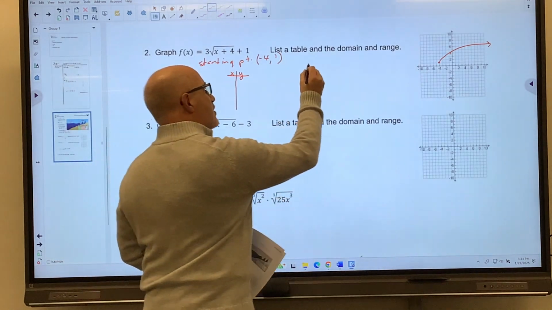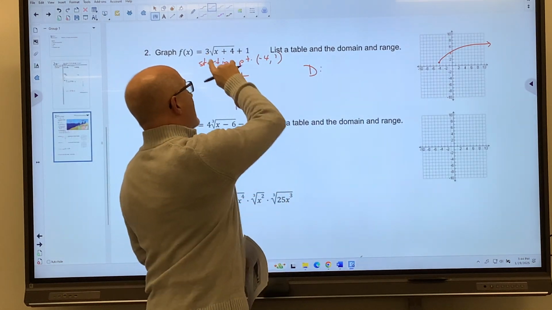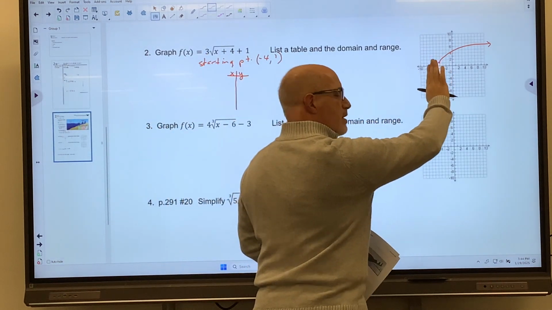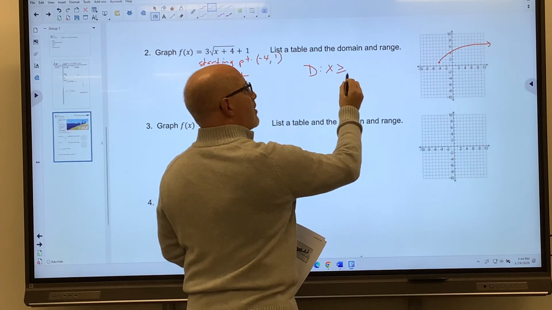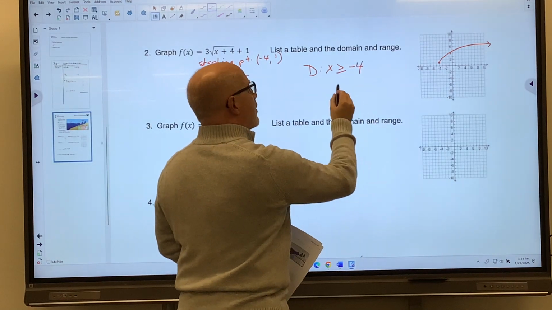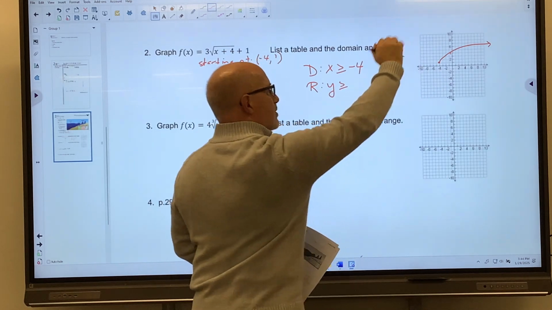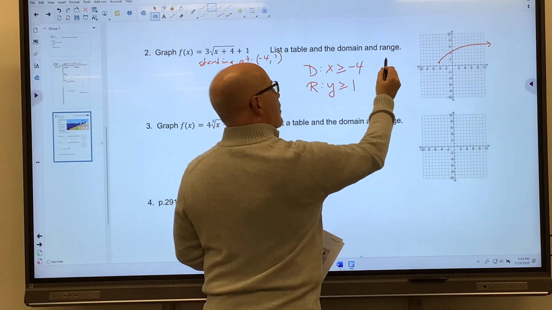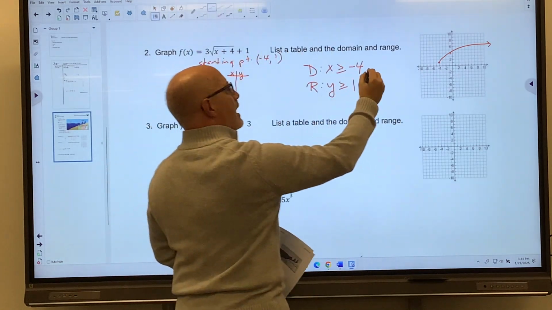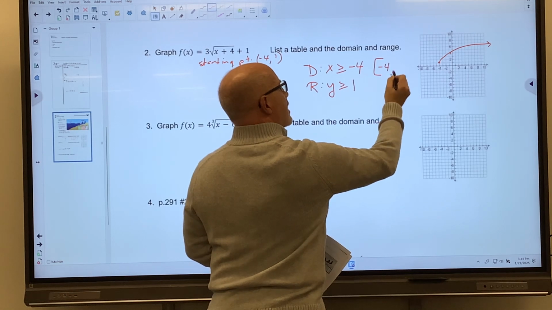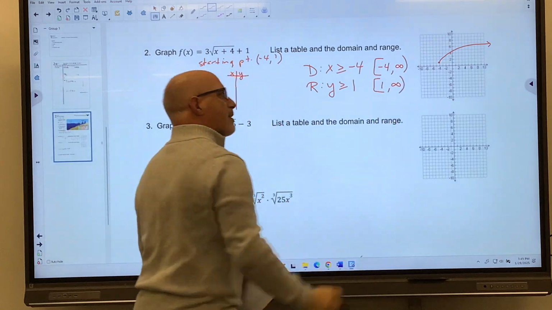Now domain and range, the domain, this is the part I wanted to emphasize. Domain for an even index one, since it starts at this point, the starting point and the direction it goes determines the domain. So x is going to be greater than or equal to negative 4. And then the range is going to be y is greater than or equal to that starting point, and it goes up from there, up from 1. If you want to do it in interval notation, it includes these values, so we would make this from negative 4 to infinity, and this one would be from 1 to infinity.